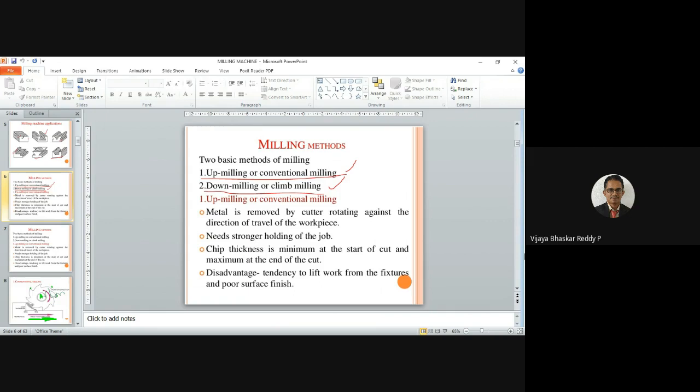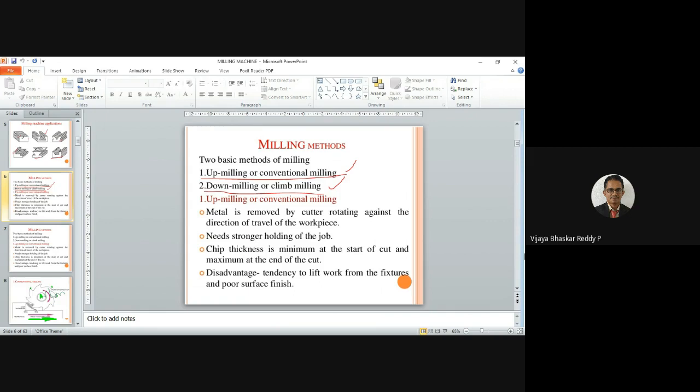If the workpiece travel is in the same direction as the cutter rotation, that is not up cutting but down cutting. In up cutting, the tool is rotating against the travel of the workpiece, so it needs a stronger holding of the job. Chip thickness is minimum at the start of the cut and maximum at the end of the cut.